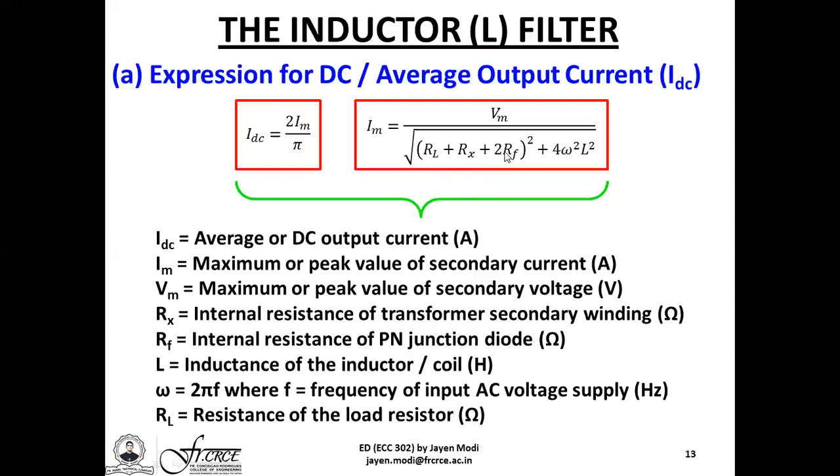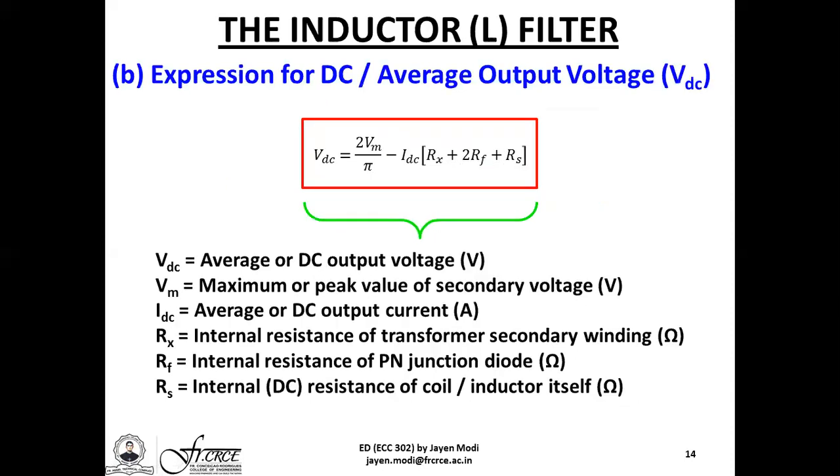The factor 2 comes here because if you take a full wave bridge type rectifier circuit, you have two diodes turning on and two diodes turning off. Since connection of both the diodes is in series, during every half cycle of their operation, we have RF plus RF given as twice RF. And Vm is simply the maximum or the peak value of the secondary voltage. Omega is simply equal to 2 pi f, where f is nothing but the frequency of the AC input voltage supply, which is typically taken to be 50 hertz.